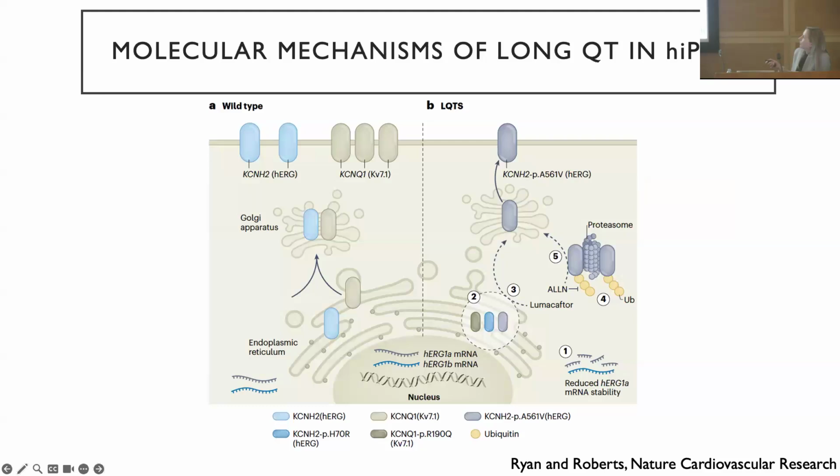So this is a figure showing the molecular mechanisms of long QT as shown in iPS-derived cardiomyocytes. And you can see that primarily one of the main issues is channel trafficking defects. So the channels are misfolded, and as a result get stuck in the endoplasmic reticulum or in the Golgi, and they never make it to the plasma membrane. And so that's why they essentially have these abnormalities. But in addition to that, there are differences in the stability of the mRNAs transcribed from these genes.